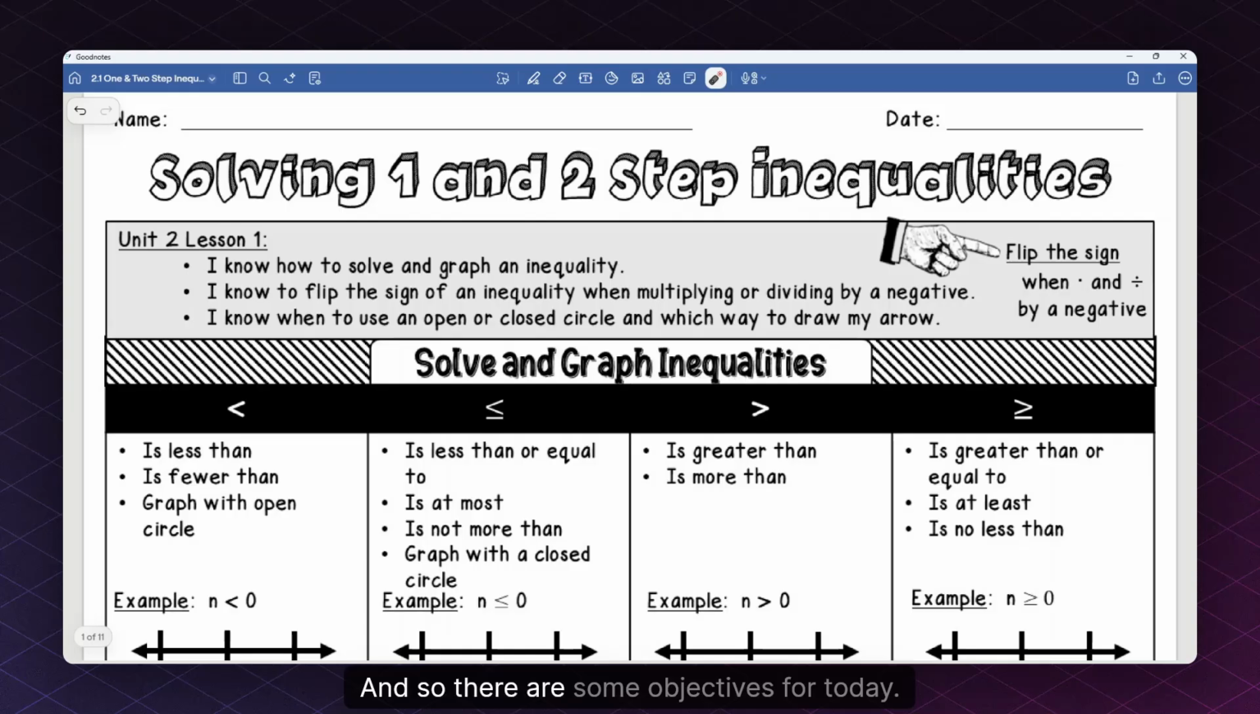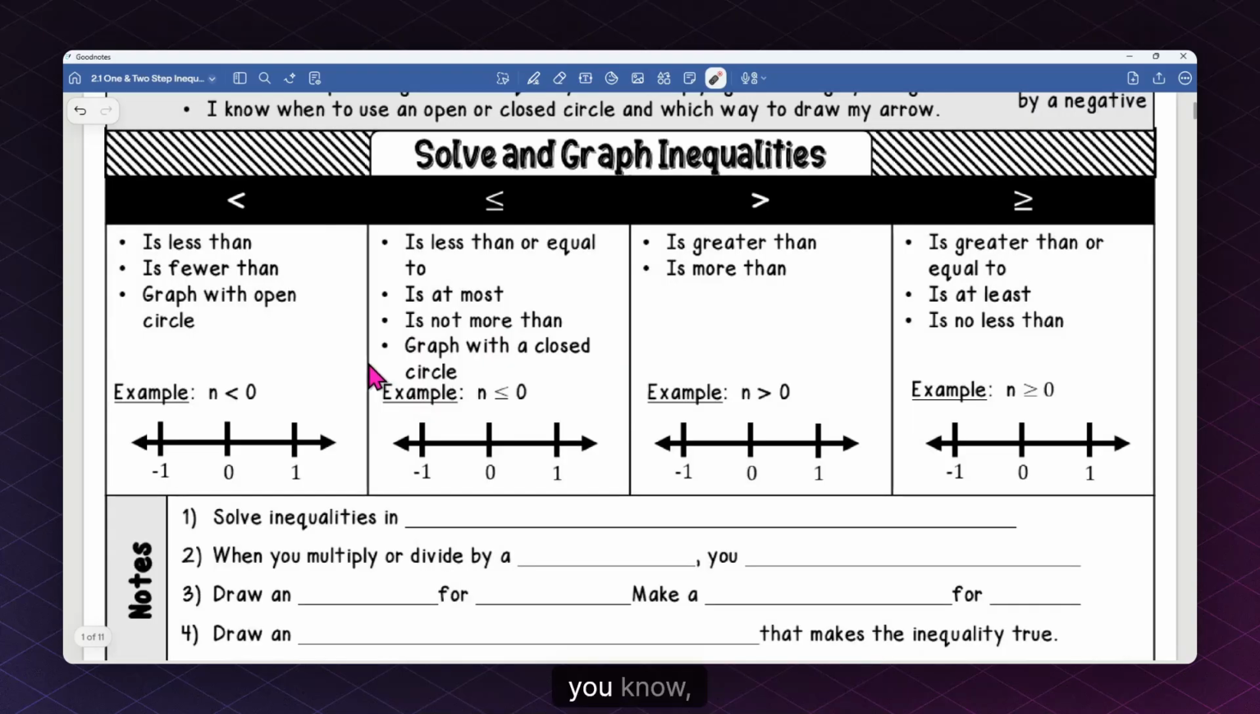And so there are some objectives for today. The first one is I know how to solve and then graph an inequality. The second one is I know to flip the sign of the inequality when multiplying or dividing by a negative. And the third thing is I know when to use an open or closed circle and which way to draw the arrow. Alrighty, so let's get into these notes and start figuring out all these aspects.